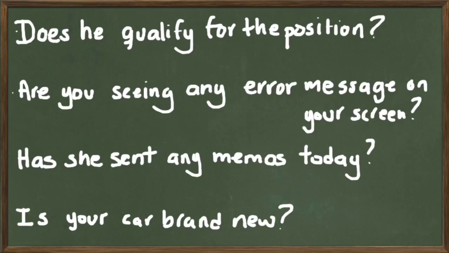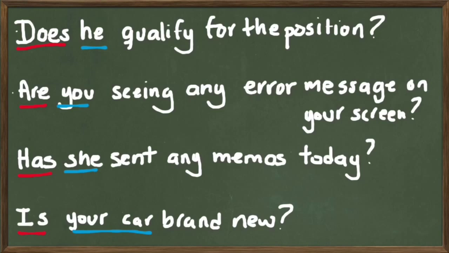Alright, now let's analyze this. Are we following the same formula? We have an auxiliary: does, are, has, and is. So yes, the answer is yes. Do we have a subject? He, you, she, your car. Yes, we have a subject.